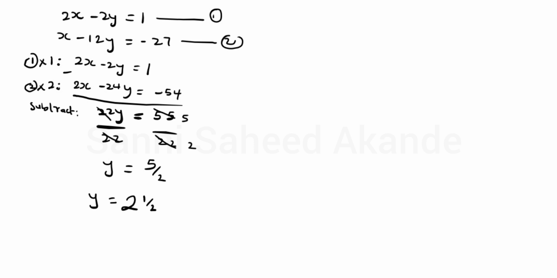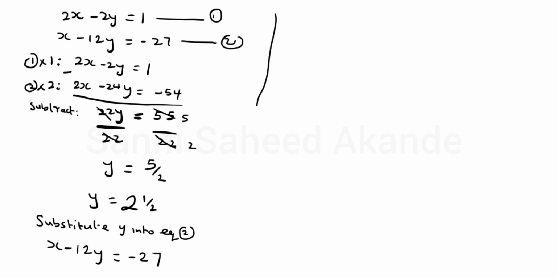Now to get the value of x, I'm going to substitute y into equation 2. So in equation 2 is x minus 12y equal to minus 27. So wherever we are seeing y, we are going to put 5 over 2. So x minus 12 times 5 over 2, then equal to minus 27.